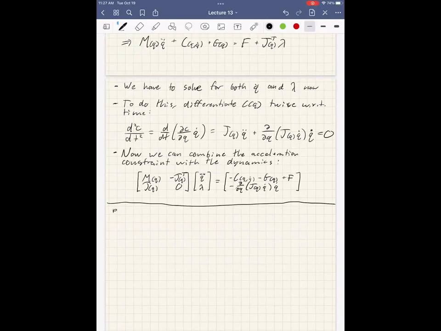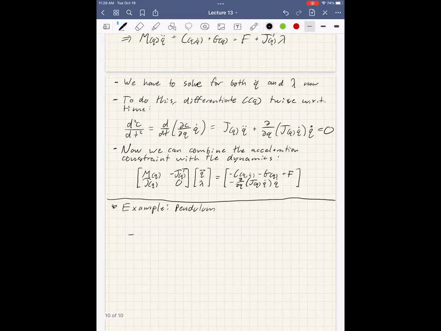And the last thing we'll do is a little example of this to show you what it looks like when you do it. We did the cart-pole all the way through. We're now gonna go back a step and look at the standard pendulum again, because it's nice and easy, and I can actually do all this out by hand without suffering too much. So here we go.